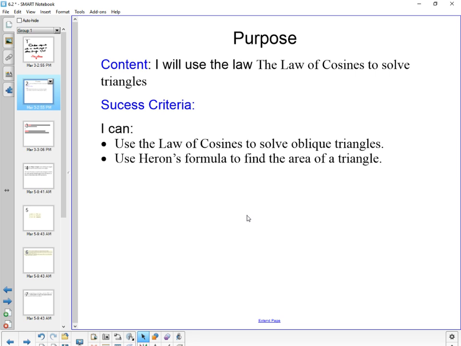So, this is 6.2. Success criteria. I know that I can use the law of cosines if I can use it to solve oblique triangles. And then we'll talk about Heron's formula as well to find the area of a triangle. So, it's another area formula, kind of on the side. It's called Heron's. I don't know how to say that. No, this is 6.2. I was like, wait a minute. Okay, so there's our objective.